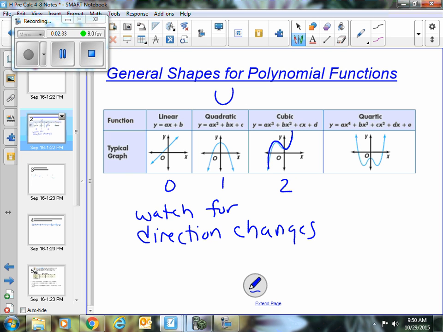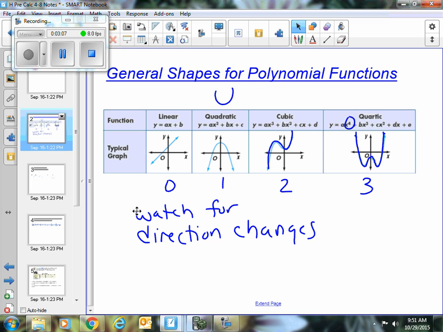Quartic, when we look at degree 4, so fourth degree polynomials, those are going to have 3 direction changes. Sometimes it's hard for people to tell, is it quadratic or is it quartic, because the end behavior is the same for each of them. But look at your sign changes. You need that sort of W shape to make a quartic. So we change from decreasing to increasing, that's 1 change. Increasing to decreasing, that's 2 changes. And then decreasing to increasing, that would be 3 changes. So the number of times it changes direction will help you figure out what type of polynomial best models that data.